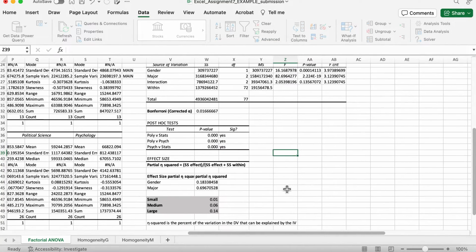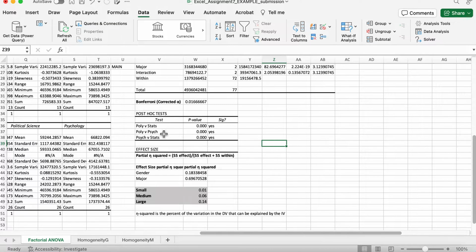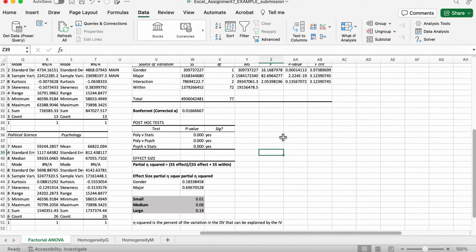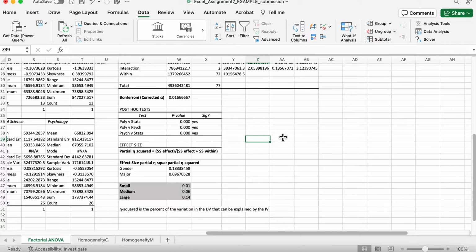Okay. Now, I've done the post hoc tests. There's a difference. But I need to know also how big are the differences. So we have an effect size to calculate. Now, if you had a one-way ANOVA, you could just use eta squared. This is a little bit more, but it's still pretty simple.